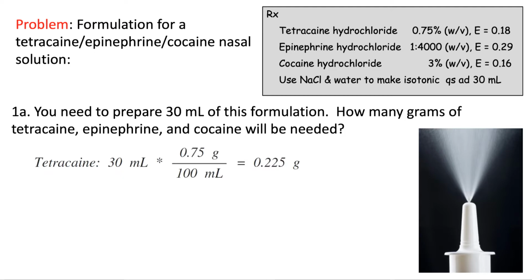Our first ingredient was tetracaine. So let's take the 30 milliliters, which is the volume we're going to prepare, and multiply it by its concentration, which was given to us as 0.75% weight per volume. Hopefully by now you'll be able to convert that to an expression of 0.75 grams per 100 milliliters, since that is what by definition a percent weight per volume is. It's grams per 100 milliliters. If we multiply that out, our units of milliliters will cancel, and 30 times 0.75 divided by 100 gives us a final value of 0.225 grams of tetracaine.